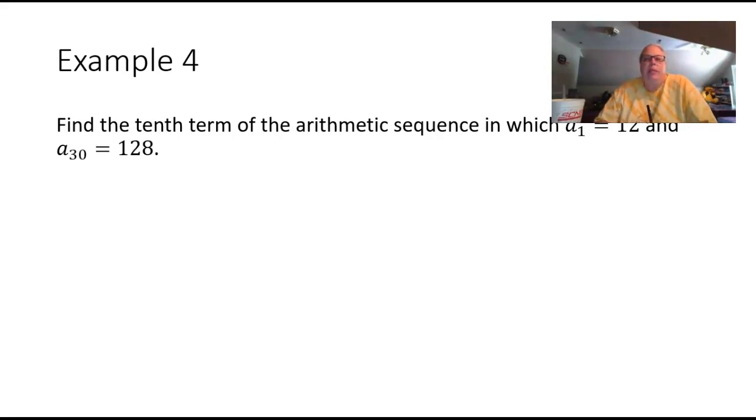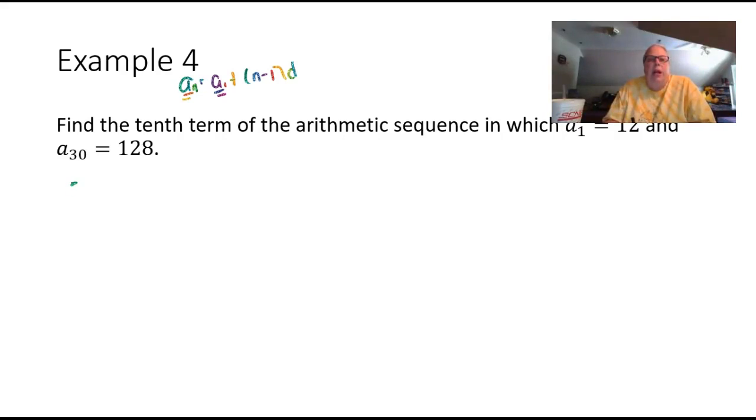Example 4, find the 10th term of an arithmetic sequence in which A1 is equal to 12 and A30 is equal to 128. Okay, first problem we have here is that we don't actually have the common difference, so that's going to make it difficult to find the 10th term. But we can use our formula, A sub n is equal to A1 plus n minus 1 times D, and we should be able to figure out what that common difference is, because I know the A sub 1, and I'll put A sub 30 over here for my A sub n.